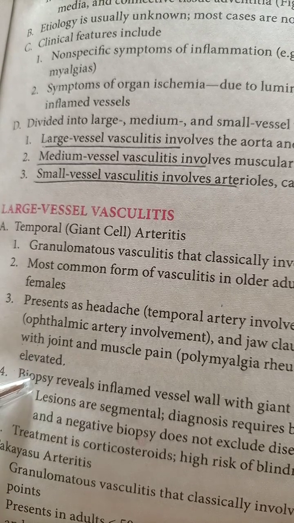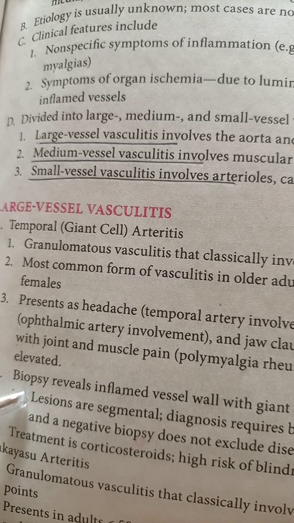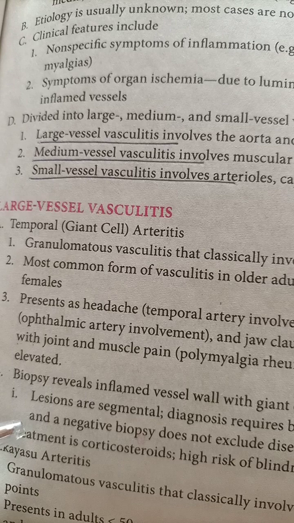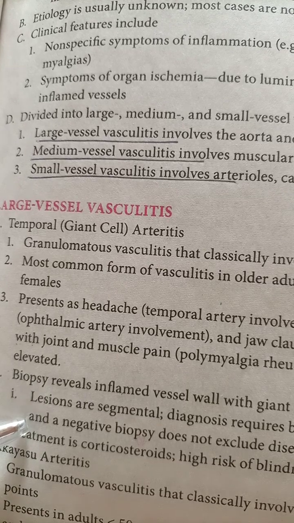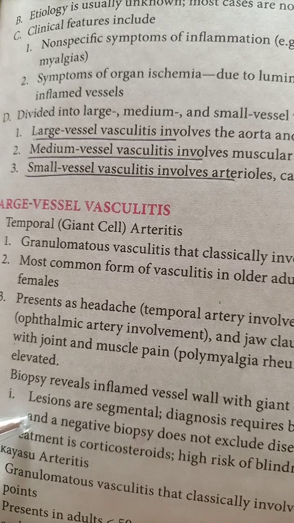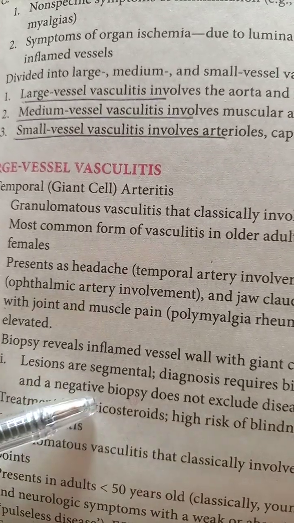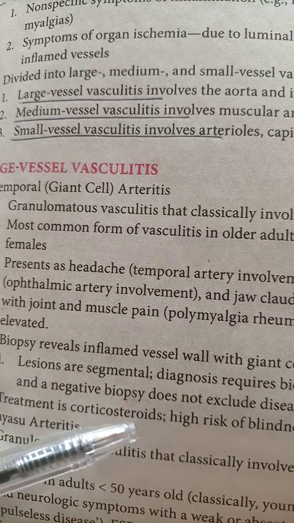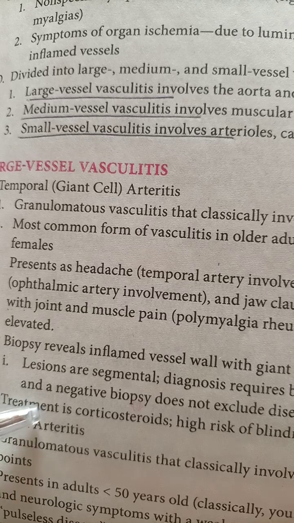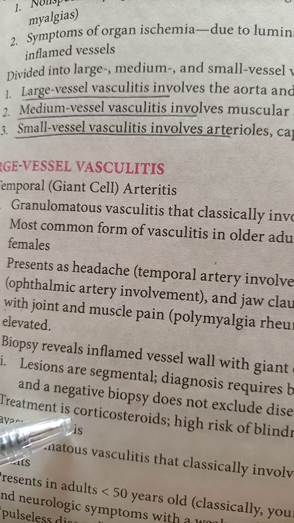Biopsy reveals inflammation of vessels and intimal fibrosis, with skip lesions of segments, and the diagnosis is not excluded in a patient having a negative biopsy. Treatment is corticosteroids, and there is a high risk of blindness if treatment is not given in giant cell arteritis or ophthalmic artery arteritis. Corticosteroids can also limit the progress of the disease.